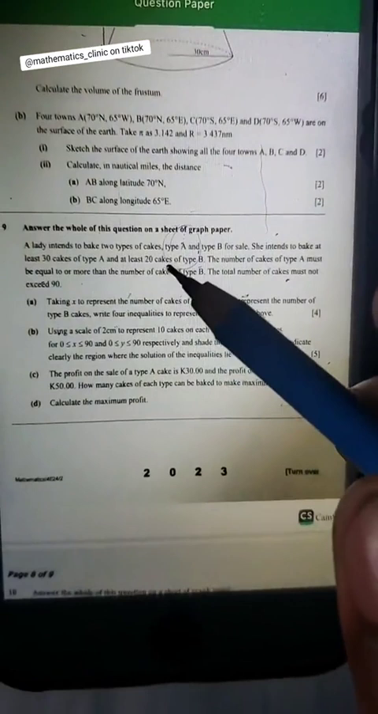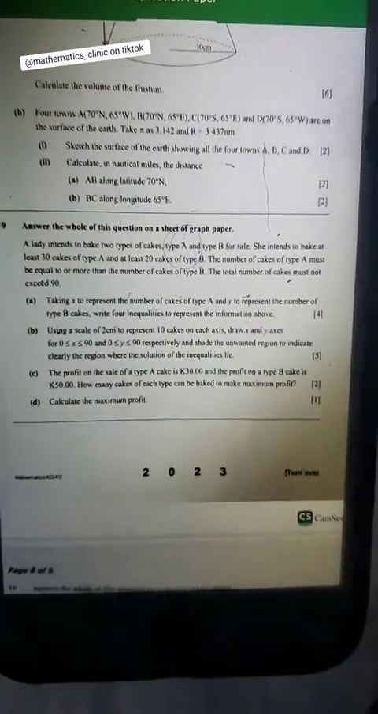Then second inequality: and at least 20 cakes of type B. What is type B? It's Y. So we say Y should be greater or equal to 20.